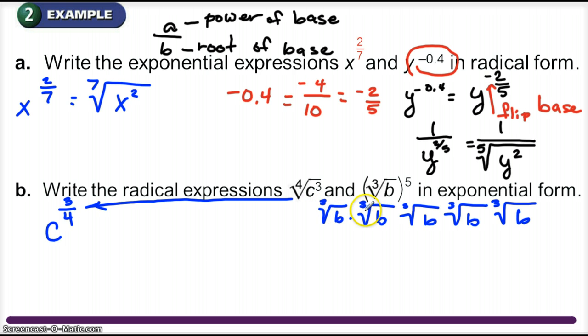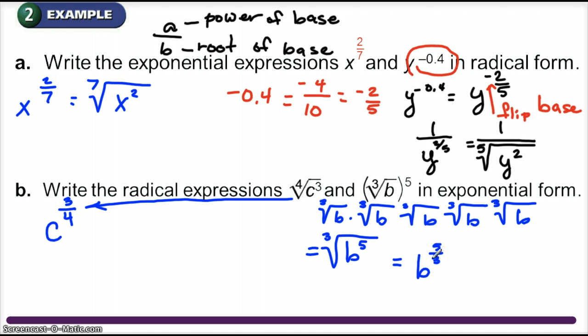Since each of these is cube root, that means they have the same root, which means we can multiply the inside stuff, the radicals, together. So therefore, this is equivalent to cube root of b to the fifth power. The textbook author tends to write it like this an awful lot, whereas I tend to favor this method. So now writing this in exponential form, b is the base, numerator is the power of the base, the power of the base is 5, and the root of the base is 3.